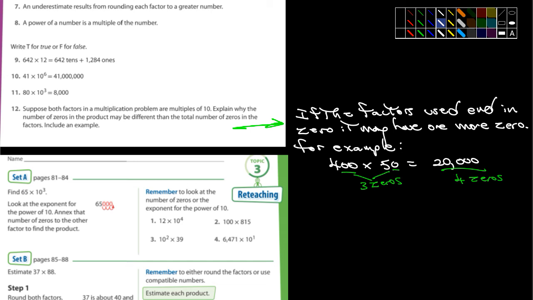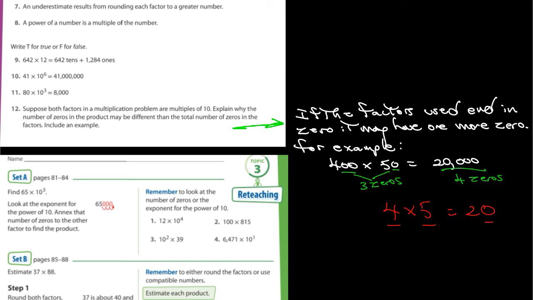For example, 400 is a factor, and 50 is a factor. How many zeros are in 400 and then 50? Well, there's 3 zeros in those two numbers. But the answer is 20,000, and so it doesn't have 3 zeros, it has 4 zeros. The reason is that 4 times 5, and this is what they're talking about, they're talking about just the basic factors. 4 times 5 is 20, and there's that extra 0 that we would get in the answer. Okay?